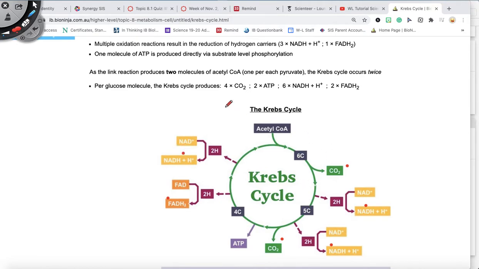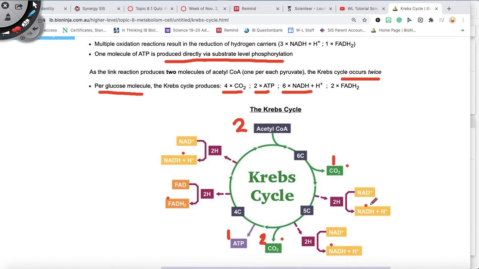So that means that per glucose molecule, or per 2 molecules of acetyl coenzyme A, because the Krebs cycle occurs twice, you're going to end up with 4 molecules of carbon dioxide. Here's 1, here's 2, but the cycle goes twice, so that's a total of 4. Then 2 molecules of ATP: here's 1, but the cycle goes twice, so you end up with 2 molecules of ATP produced directly via substrate level phosphorylation, and 6 molecules of NADH.